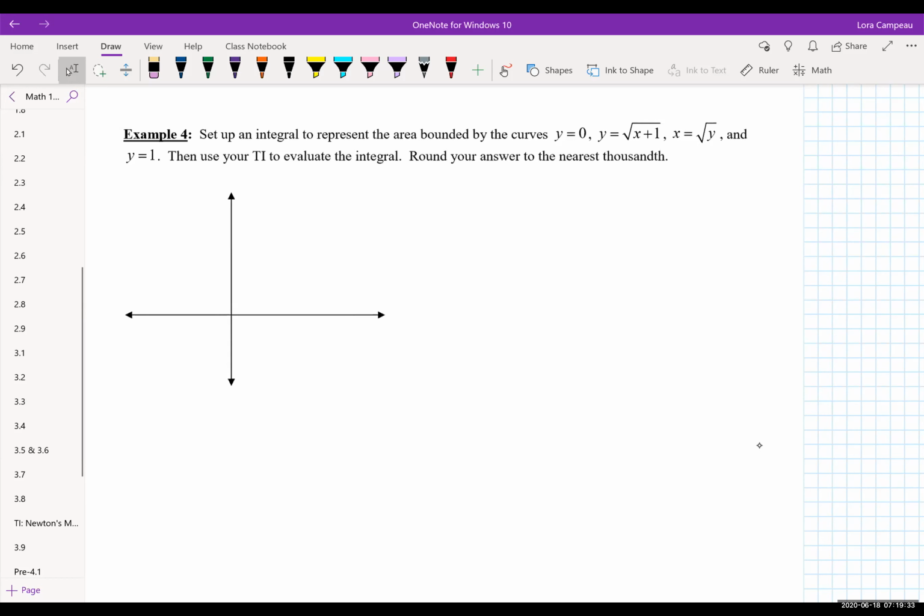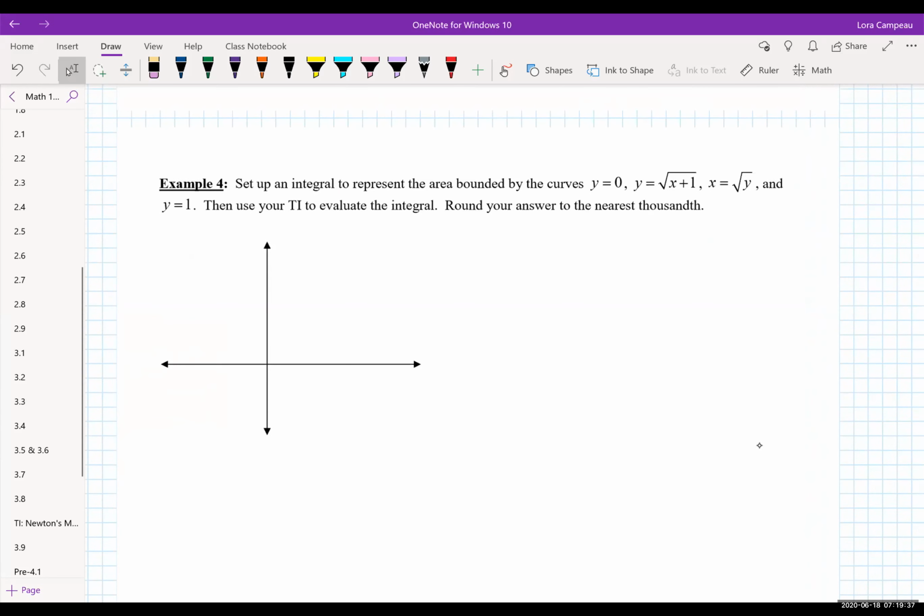Okay, so example 4, this would be kind of similar. If we try to have you apply something to like a quiz or a test, sometimes we're really just interested in seeing you guys set up the integrals, and then whether or not you can integrate, we've already tested you on that. So might as well let you use your TI. So let's see what we can do for these.